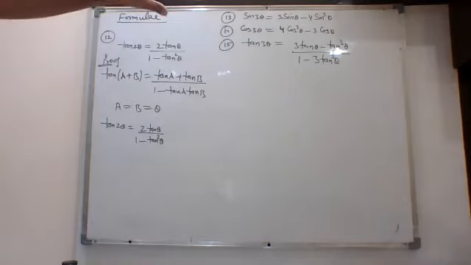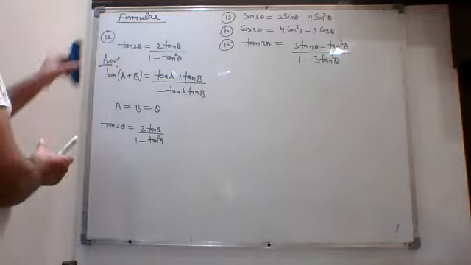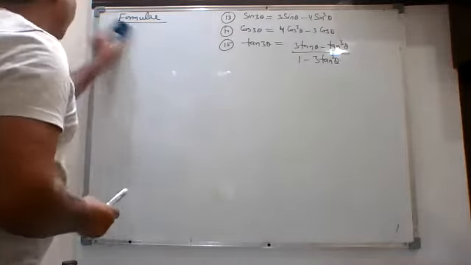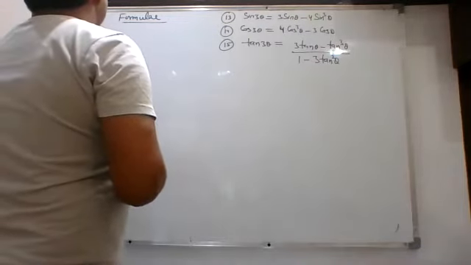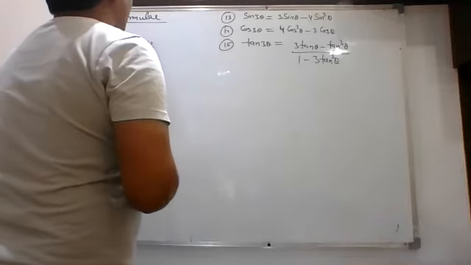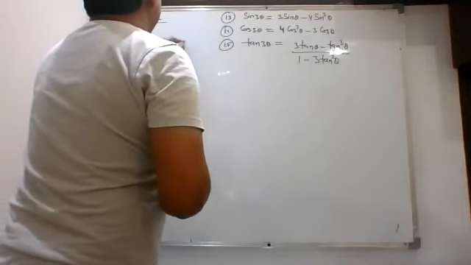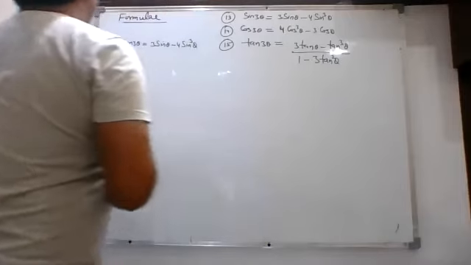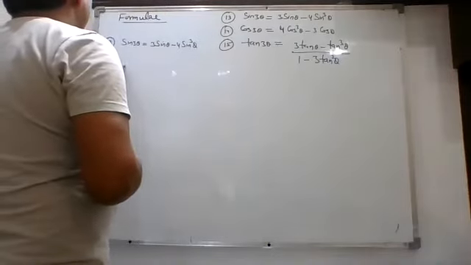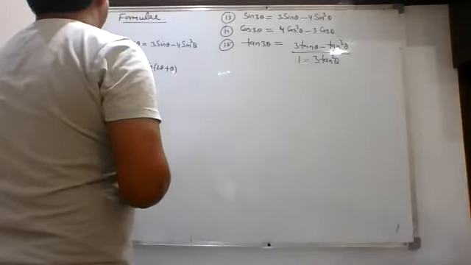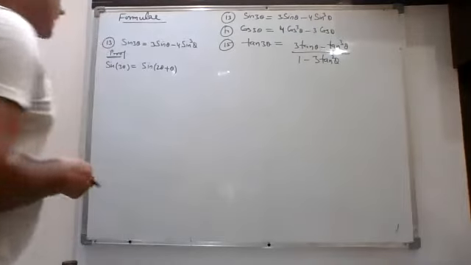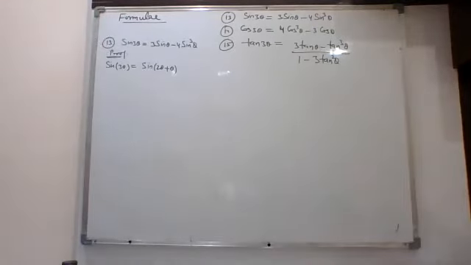Now let me show you how to prove one formula out of these. So let me prove formula number 13 for you, and the remaining you can prove yourself. For 13th, the formula is sin 3 theta is 3 sin theta minus 4 sin cube theta. So first of all, sin 3 theta can be written as sin of 2 theta plus theta.